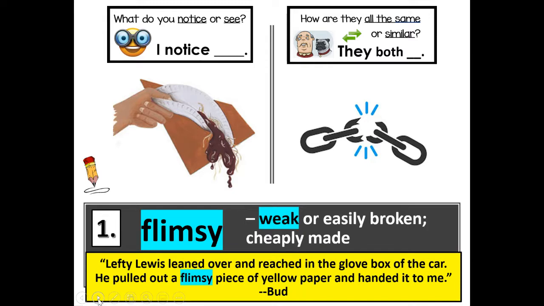Here's our quote. Lefty Lewis leaned over and reached in the glove box of the car. He pulled out a flimsy piece of yellow paper and handed it to me, Bud. So flimsy means weak.